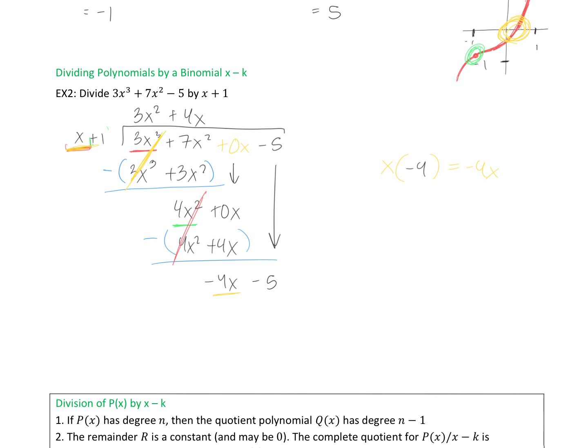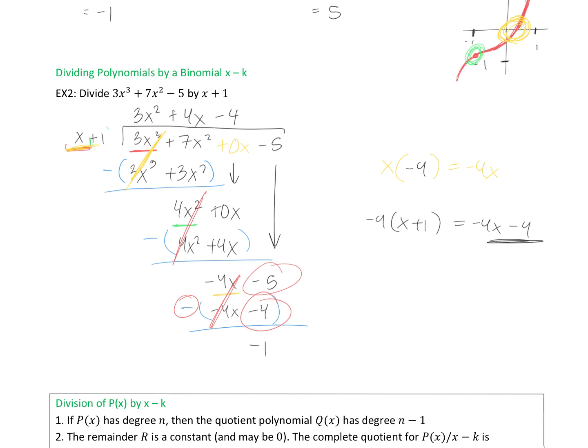So now we're going to do negative 4 times the x plus 1, which is going to equal negative 4x minus 4. And this is what we're going to subtract from our polynomial. So negative 4x minus 4. These two will cancel out, and again, that is our goal, for them to cancel. And then we're left with negative 5 minus negative 4, which is negative 1. So I have a remainder of negative 1.